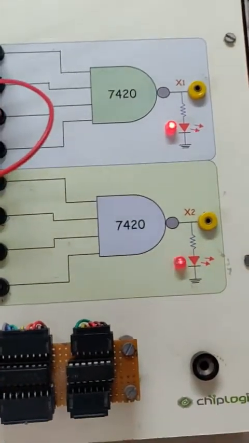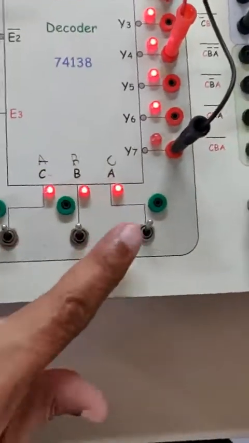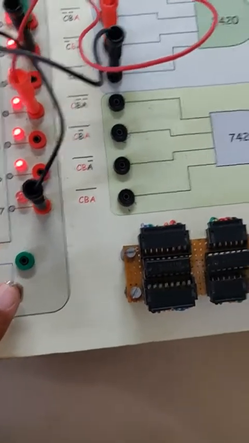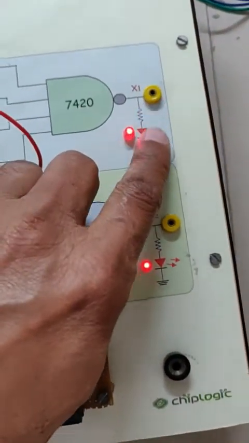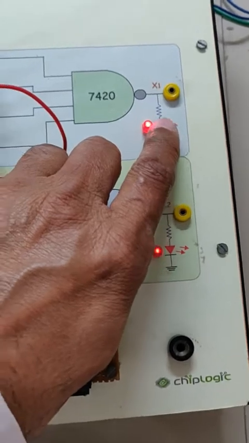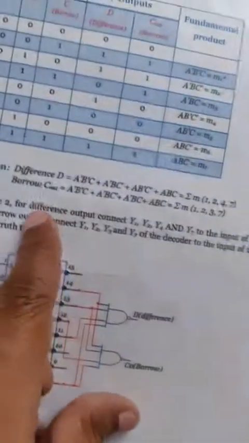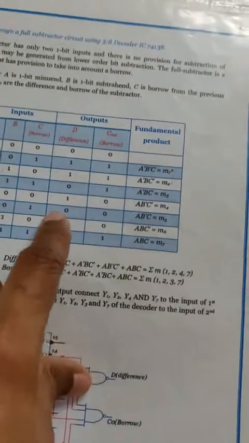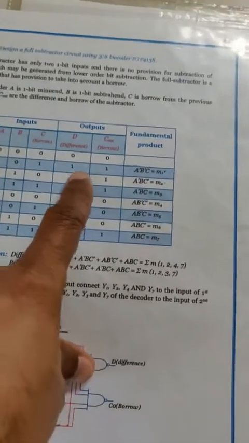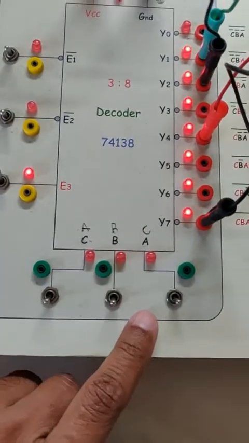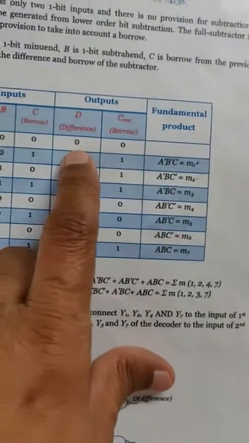Now you have to vary this ABC control from 0 0 0 and monitor the output. X1 is there. This is your difference, because this sum of product equation is for the difference. So for this location, if it is 0 0 0, what is the requirement of the output here? It is going to be 0.